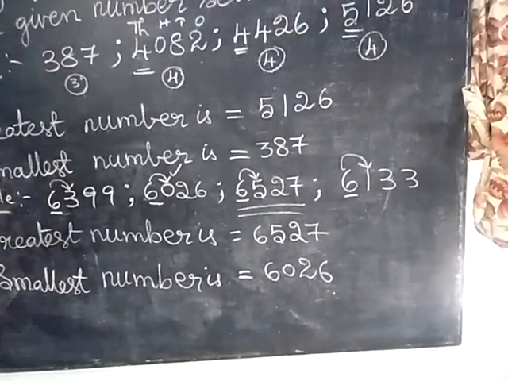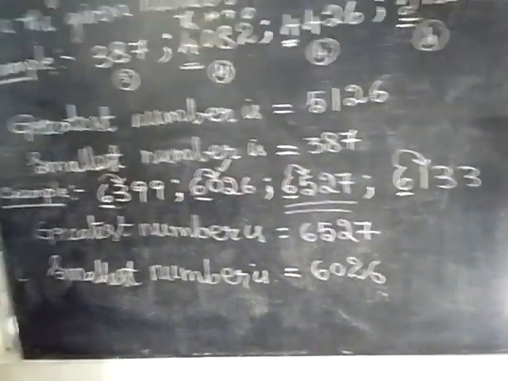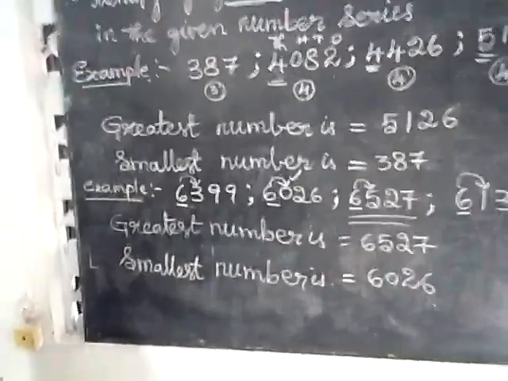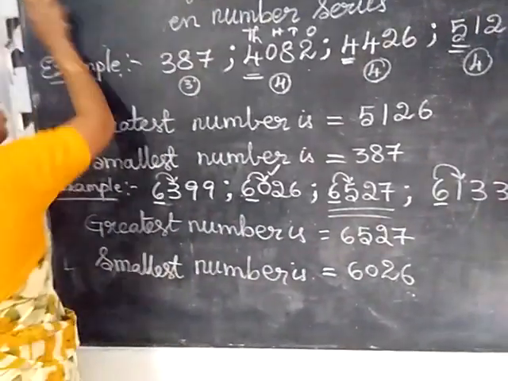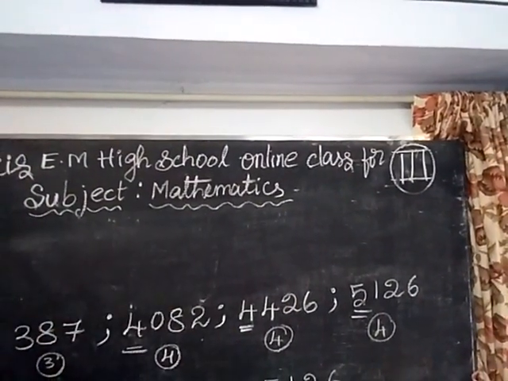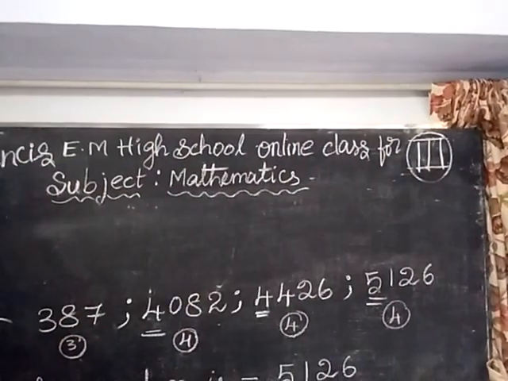Clear, children? Now I am going to explain ascending order and descending order. First, ascending order.